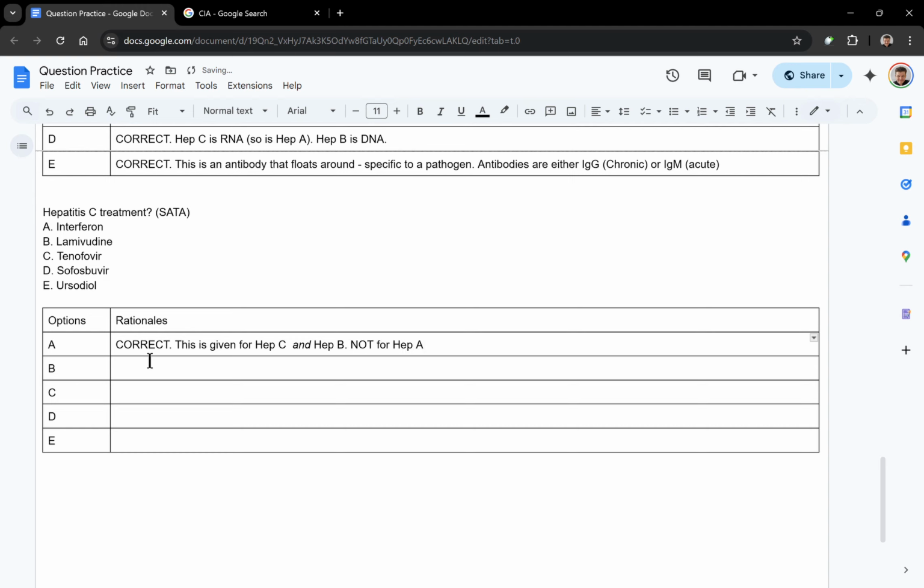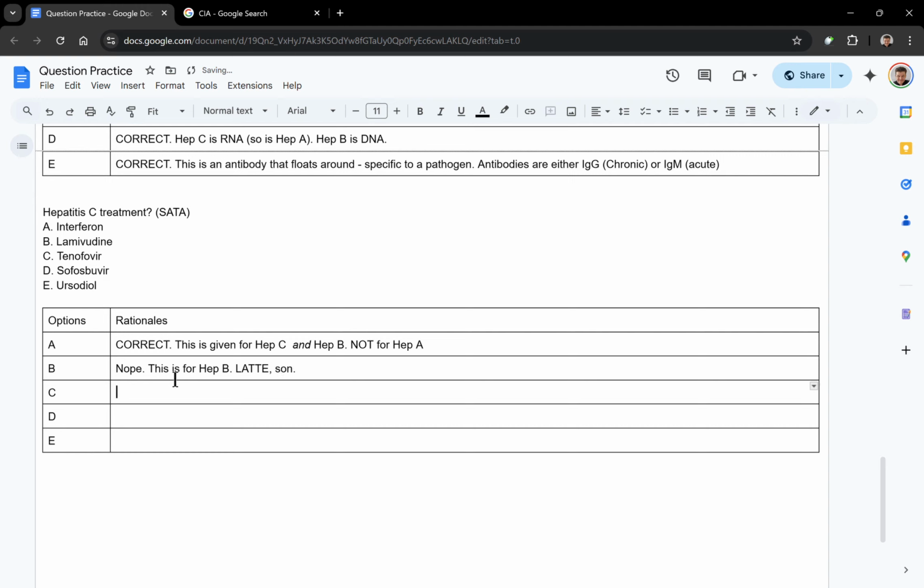It said Hep A treatment. This would not be a good Hep A treatment question because we'd have to add a Hep A treatment on there. There's nothing on here that's for Hep A. But Hep B versus Hep C could go either way. There are two questions in one. So lamivudine, is that for Hep B or Hep C, or not at all? For Hep C, that's a nope. This is for Hep B.